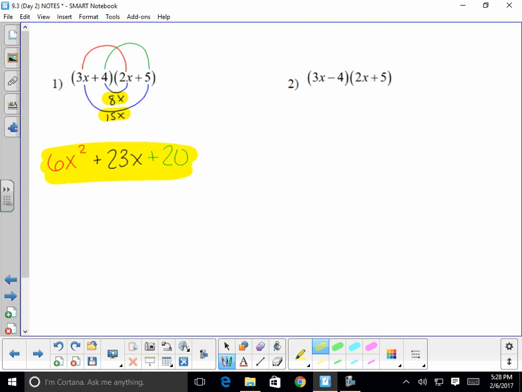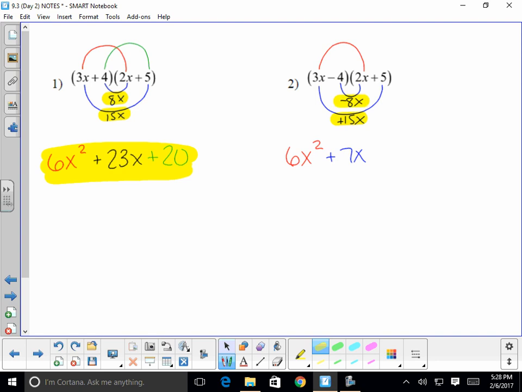Again, let's look at the mental math. I want you to multiply the first 2 terms. The first term in each parentheses, 3x times 2x, is 6x squared. Now this next part I want you to do in your head. I want you to multiply the outer terms, which is positive 15x. The inner terms, negative 4 times 2x, is negative 8x. So you're doing that in your head.